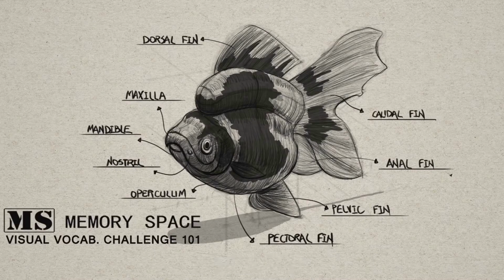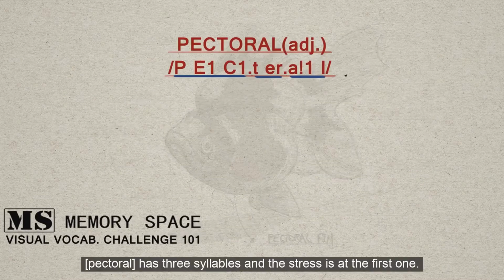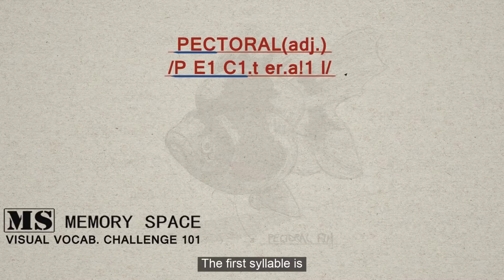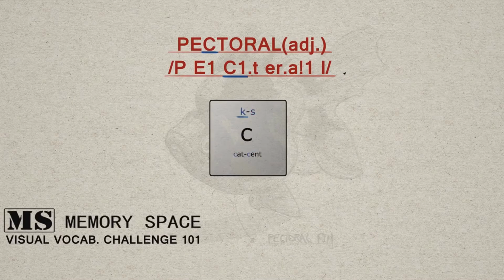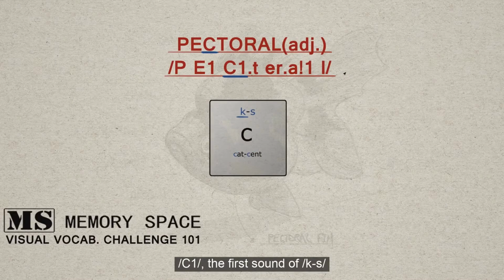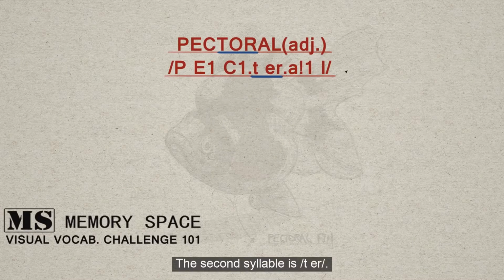So let's get to this. The first word is a pectoral fin. Pectoral has 3 syllables and the stress is at the first one. The first syllable is pec, the first sound of a-e, k, the first sound of k, s. The second syllable is ter.